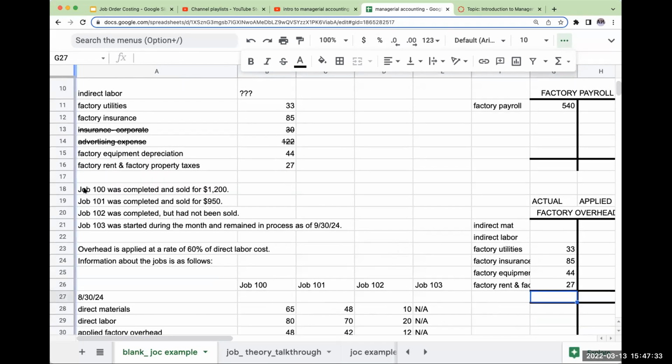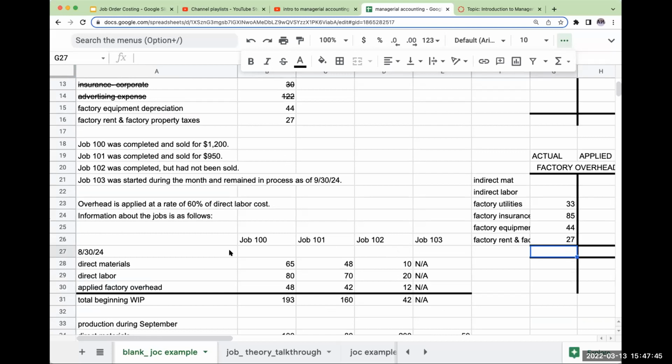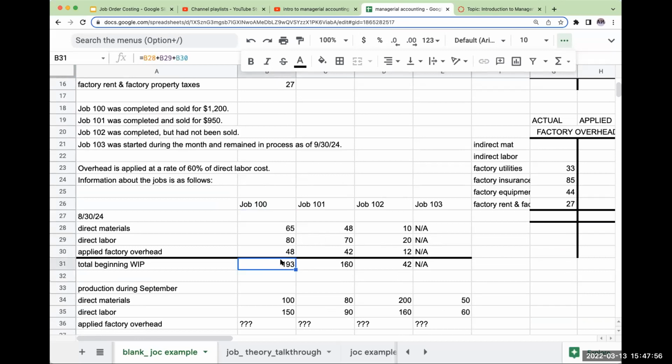Okay, so I'm also given information over here, completed and sold. This is going to be important information, but we're going to address this on the next part. That's really telling us about the movement of the different parts. Let's take a look over here. So we've got 4 different jobs. Wow, look at that. So we've got job 100, job 101, job 102, and job 103. And it tells us over here that there's a beginning work in process for each of these.